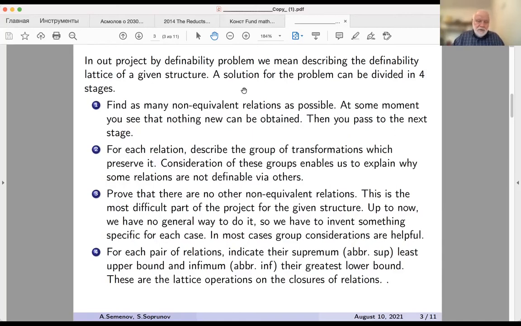Okay, so if we have different groups of transformations, then it's pretty evident, and I believe it's evident for everybody who listens to my presentation here, that the relations are really different. You cannot define one relation through another and vice versa if the groups of transformations are the same. That's the second stage. The third stage is the most complicated one. This is to prove that there is no other relation or no other group of transformations in such and such structure.